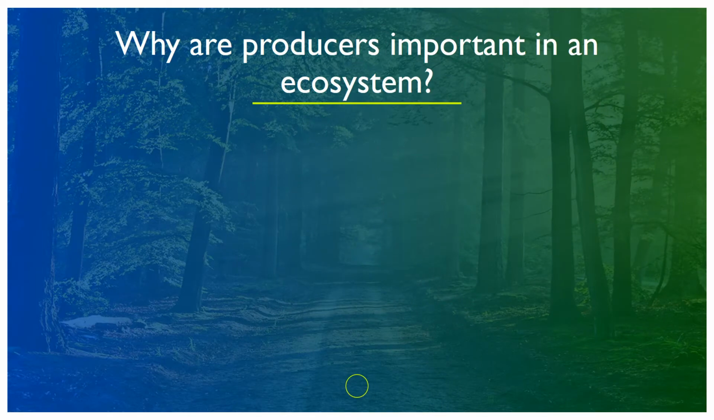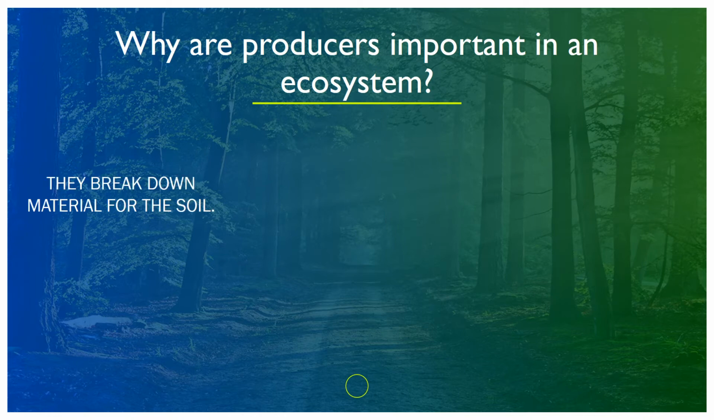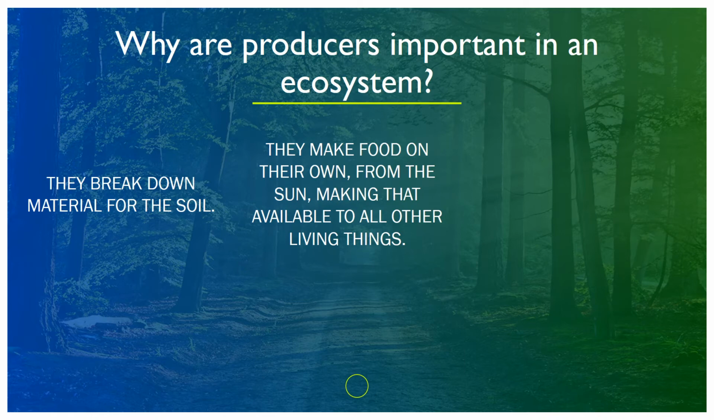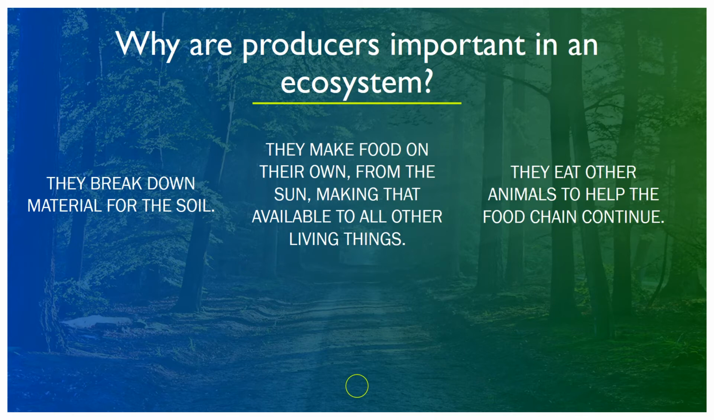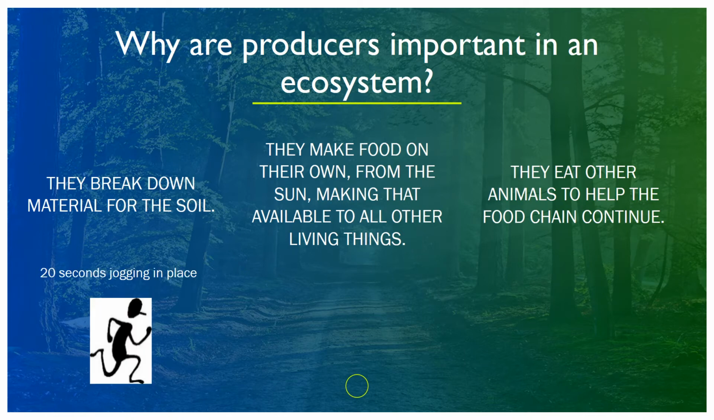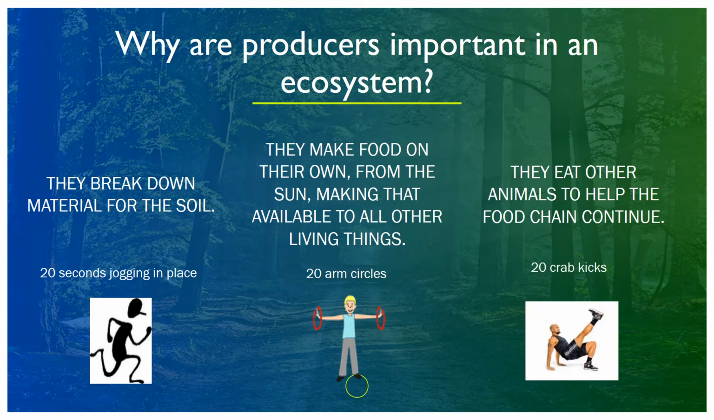Okay, let's see if you're paying attention. Why are producers important in an ecosystem? Is it because they break down material for the soil? They make food on their own from the sun, making that available to all other living things? Or is it because they eat other animals to help the food chain continue? If you think it's the first choice, you're going to jog in place for 20 seconds. If you think it's the second, you'll do 20 arm circles. If you think it's the third, you'll do 20 crab kicks. Please pause the video so you can reread the question and choose the correct answer with exercise, and then hit play when you're ready.